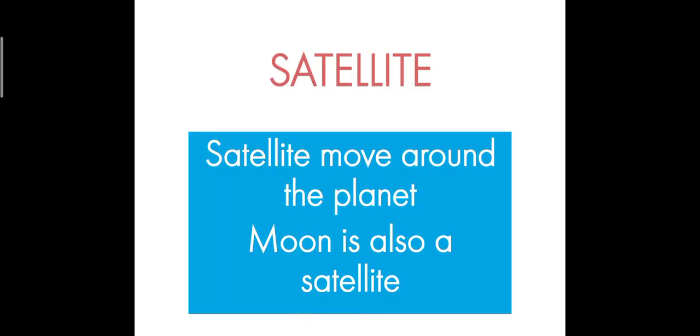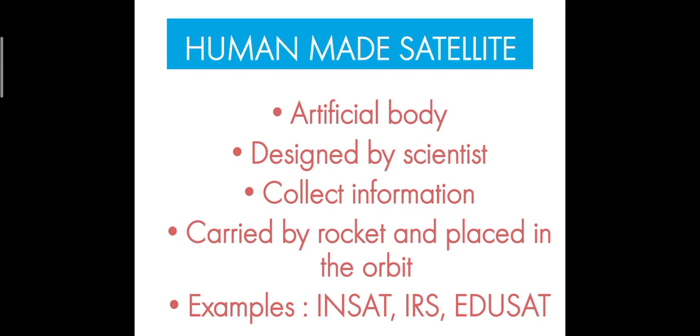Now children, we are going to learn what is a satellite. Children, there are two types of satellites. There are natural satellites also. There are human-made satellites also. The moon is a natural satellite which revolves around the planet. We have human-made satellites, children, which are made and designed by scientists.